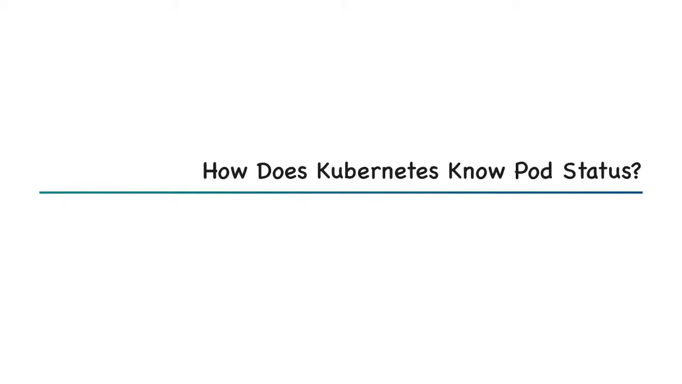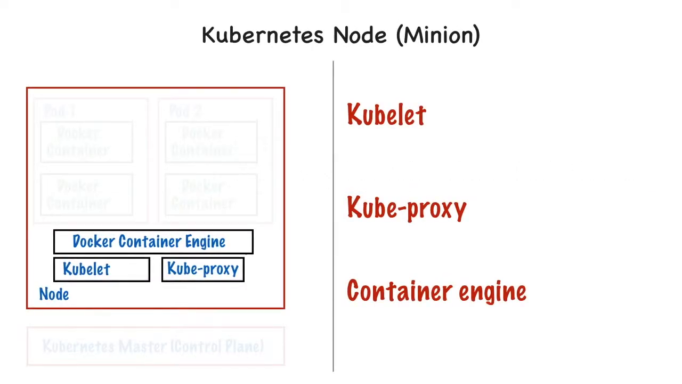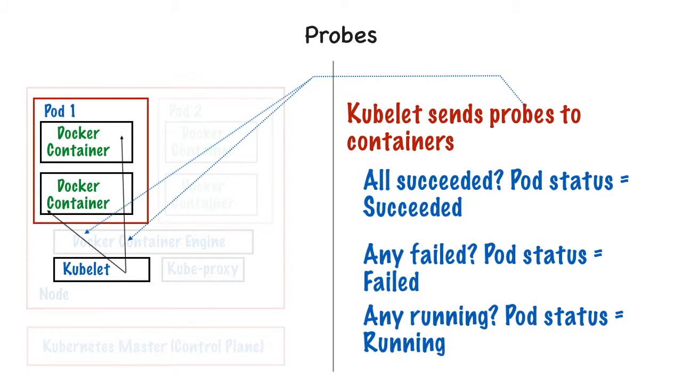Let's understand how Kubernetes queries or probes the status of individual containers within a pod. For this, remember that pods are going to run on nodes or minions. Each node is going to have three components running on it. The first of these will be a kubelet, the second will be a kube proxy, and the third will be the container engine, a runtime such as Docker. The probes which query container status are dispatched by the kubelet.